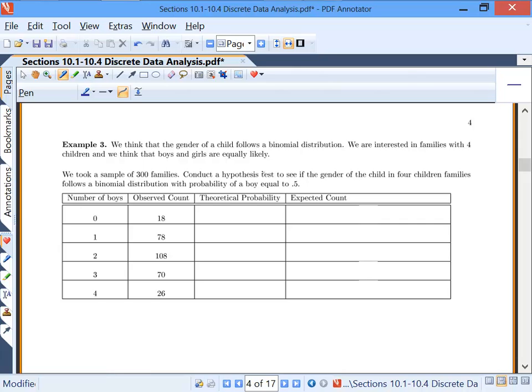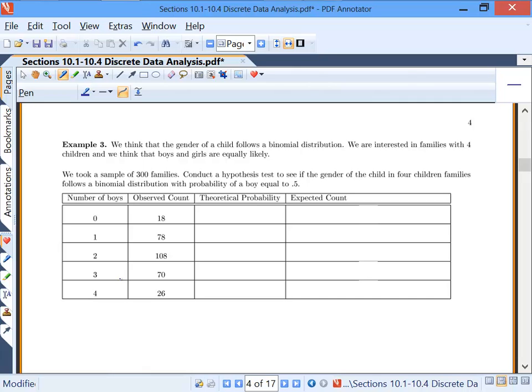Okay. So they looked at 300 families. The number of families that had 0 boys are 18, and there were 78 families that had 1 boy, 108 families that had 2 boys, 70 families with 3 boys, and 26 families with 4 boys. Now, to do our test, we were used to being given the theoretical probabilities. Well, how would you find the theoretical probabilities for this problem?